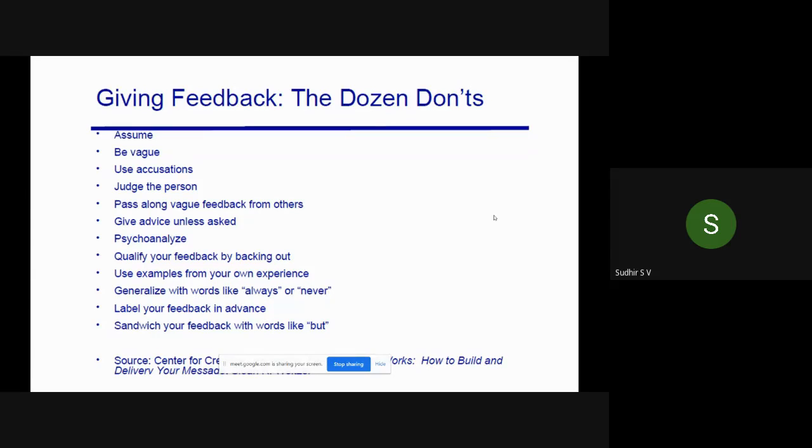Label your feedback in advance. You cannot say, I'm going to give you some bad feedback, right? That should never be done. You should not use but, like, oh, you are a very nice guy, but this problem. You should not do that. It should be specific feedback that you should provide, okay? These are some do's and don'ts for giving feedback.